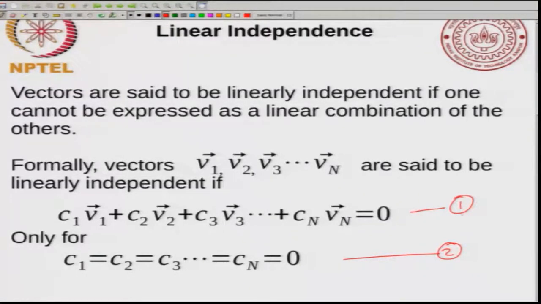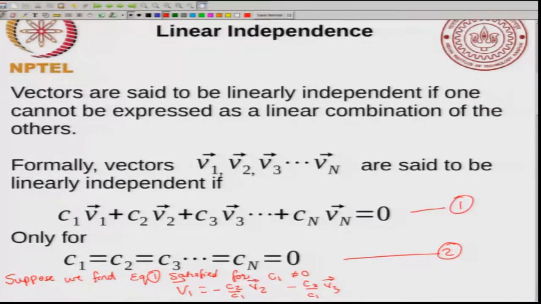Now suppose we find equation 1 satisfied for c1 not equal to 0, and maybe some of the others are also not equal to 0. Then I can take v1 to the other side and write v1 is equal to minus c2 by c1 v2, I can divide by c1 because it is not equal to 0, minus c3 by c1 v3 and so on, minus cn by c1 vn. Why I am writing this is that c2 by c1 is now a real number, as is c3 by c1 and so on.